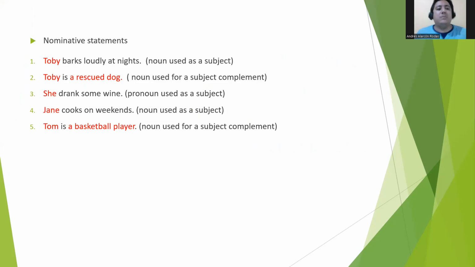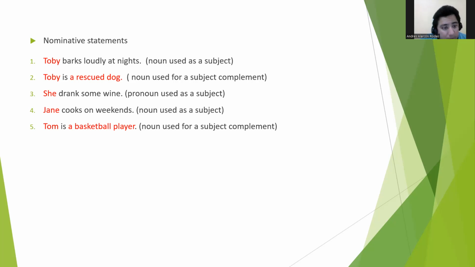For example, in my statements 1, 3, and 4, I have used, for example, Toby barks loudly at night. Toby is a dog, for this reason this is the noun used as subject. Who does the action? Who performed the action? In number 3, she drank some wine. The one who drank some wine, she. So I use the pronoun as a subject who performed the action.